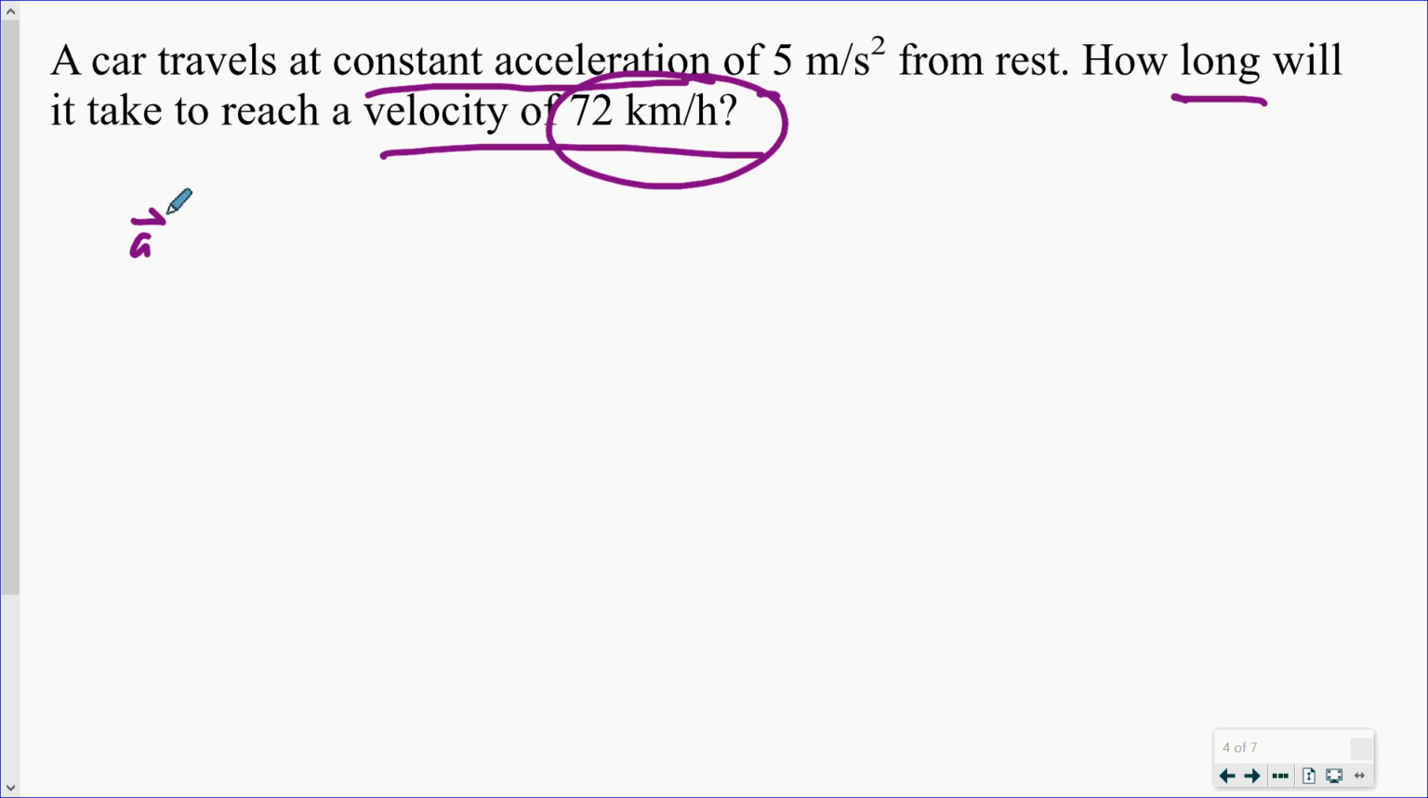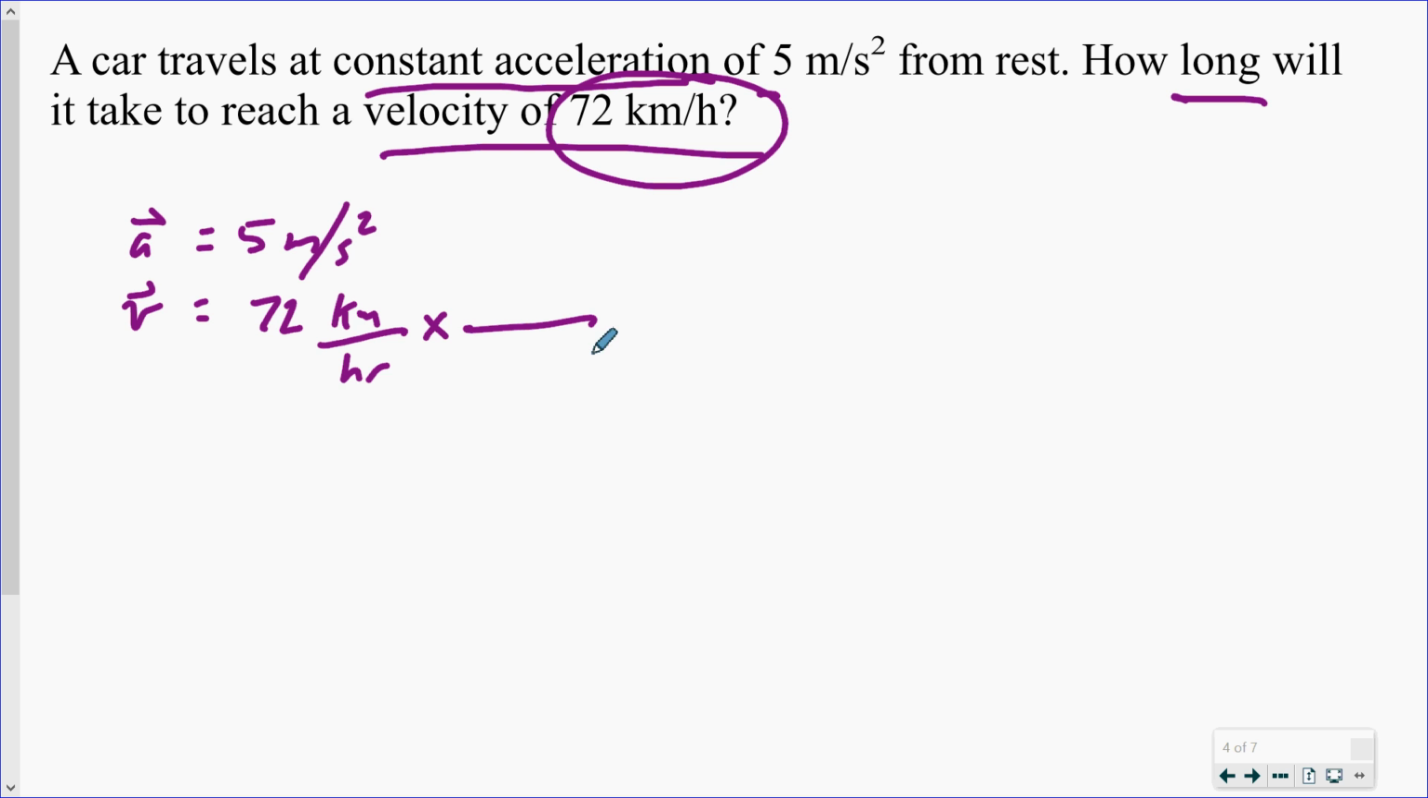So we'll go ahead and write down what we have. Our acceleration, we do have that number, and that is equal to 5 meters per second squared. That's given information. Speed or velocity, we have 72 kilometers per hour. So I'll take you through how we do this conversion. Let's take a look at the kilometers first. We want to get rid of the kilometers. Kilometers is in the numerator, so we're going to multiply by something that has kilometers in the denominator so they cancel out.